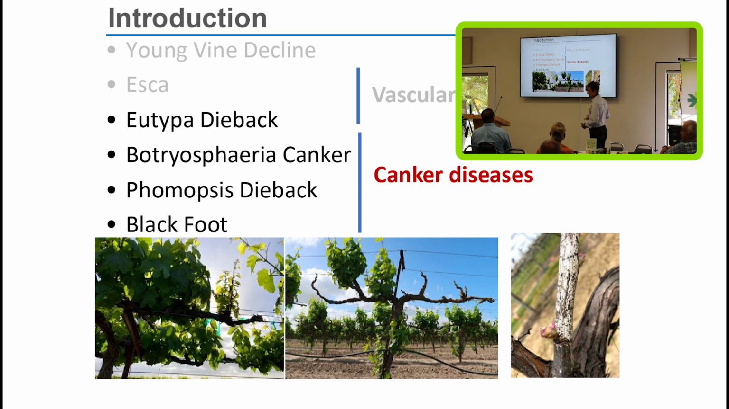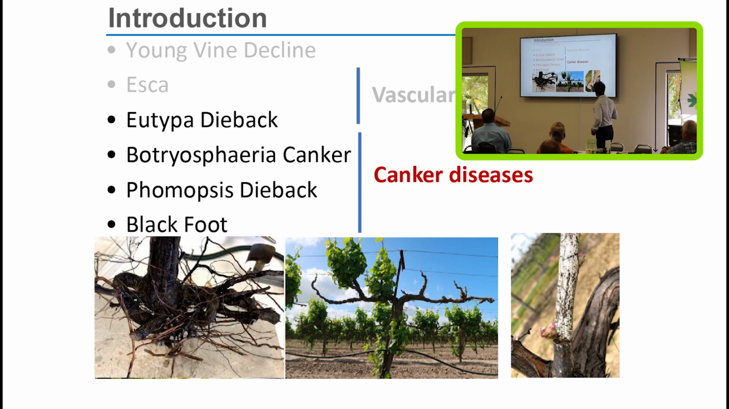Phomopsis is similar. It starts with the green tissue, especially this year where we have been seeing more because we have had more humid and rainy days. And then it can also turn into a canker. And then black foot is another complex, which is a soil-borne pathogen. It used to be known as Cylindrocarpon. Now it's known as Ilyonectria, and that also causes that area.